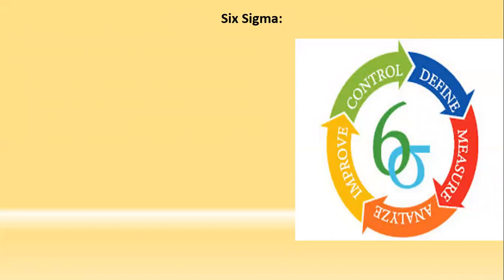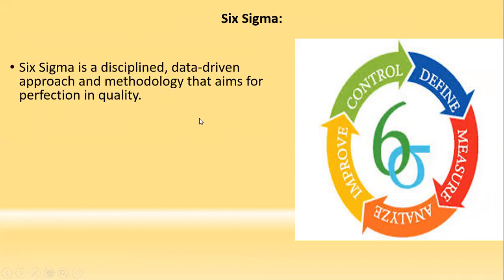Right? Its symbol is C. Its icon is like the Six Sigma. Right? Where any organization will define exactly what it has to do, measure the quality, analyze, improve, and control. Six Sigma is a disciplined, data-driven approach and methodology that aims for perfection and quality.